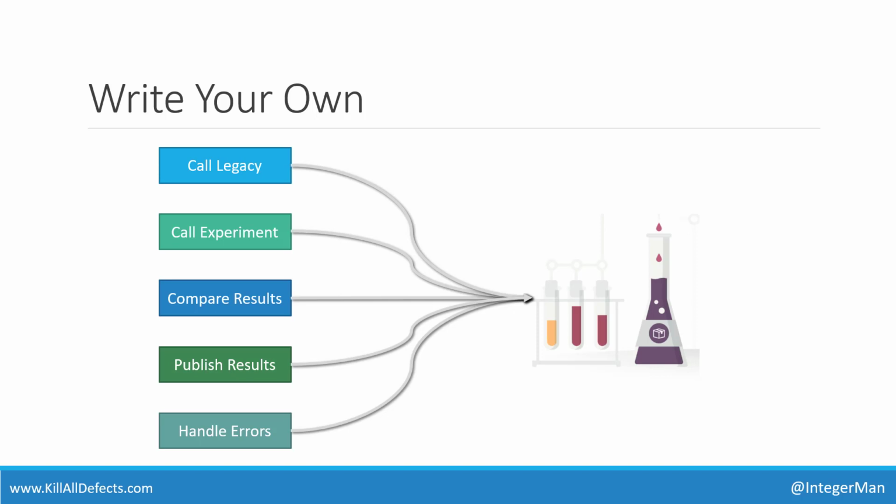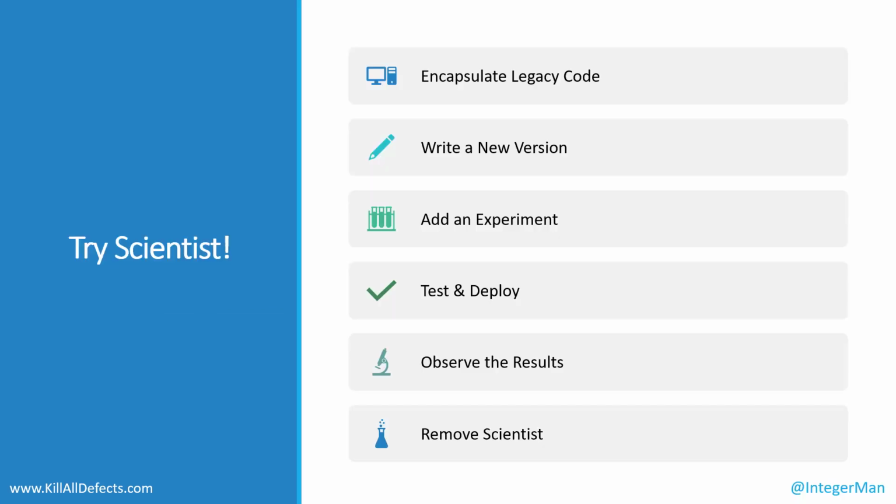All right. So to recap, in order to try Scientist, well, first you install the thing via NuGet, and then you're gonna take your code, wrap it in a nice pretty bow, write a new version of it, add an experiment that compares the two, test it, make sure that works, deploy it, observe the results that come in, and then remove Scientist and profit from your lack of technical debt.